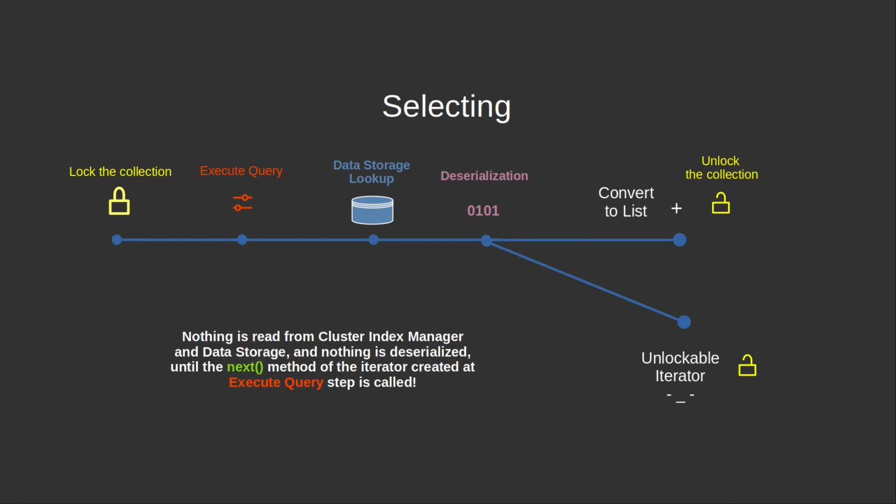So note that nothing is read from the cluster index manager to data storage and nothing is deserialized until the next method of the iterator created at the execute query step is called. In other words, only at this step or this step we are actually hitting the database by calling the next method of the iterators. Before that, we have this giant iterator that follows this complex pipeline of executing the query, doing a data storage lookup, and deserialization.